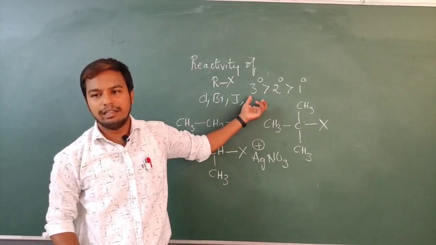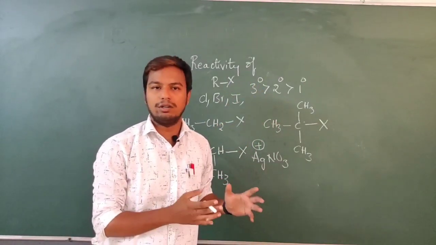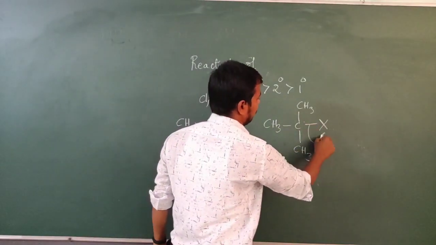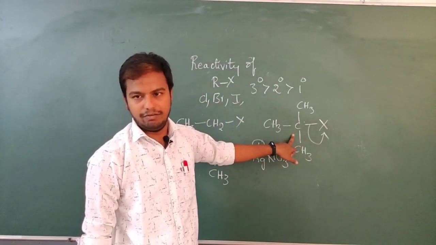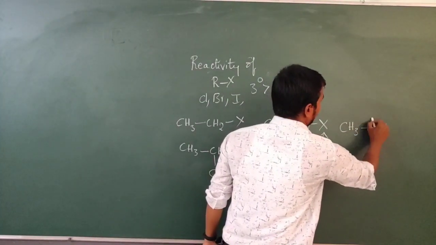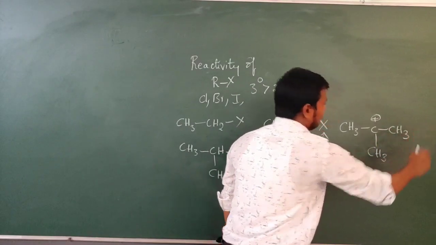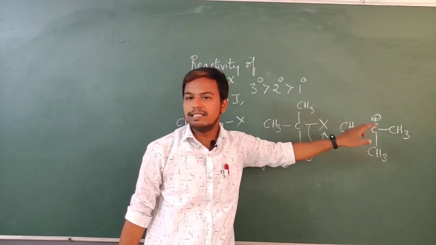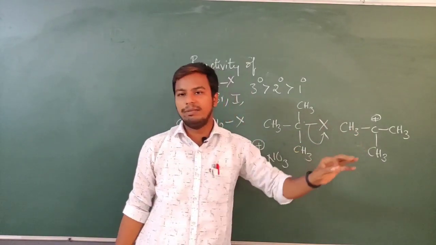So how to understand the reactivity? In the case of carbocation, reactivity is directly proportional to its stability. We know very well, after the dissociation of the halogen atom, we will be generating a carbocation. We will be generating this species. As we have mentioned earlier, tertiary carbocation is the most stable of all the three carbocations. So tertiary carbocation will be precipitated first.